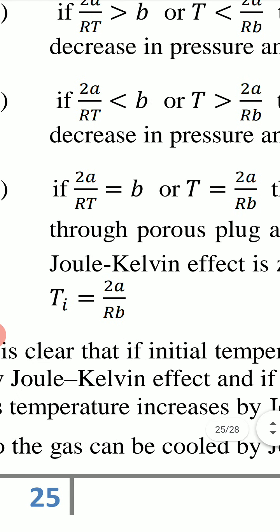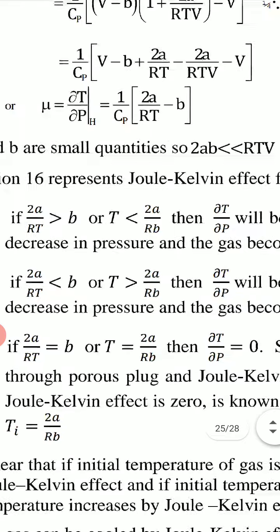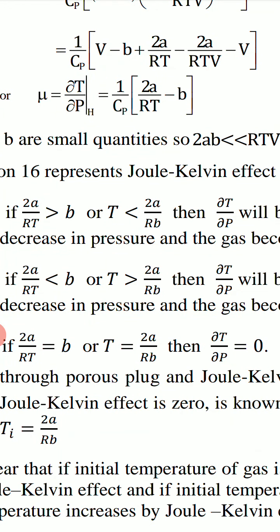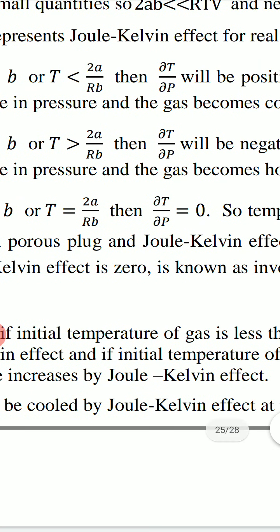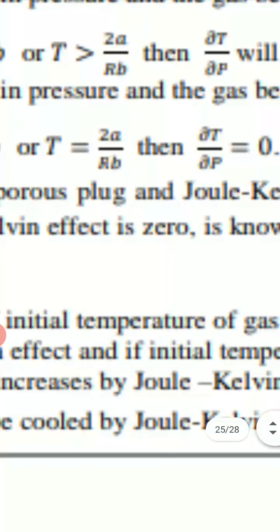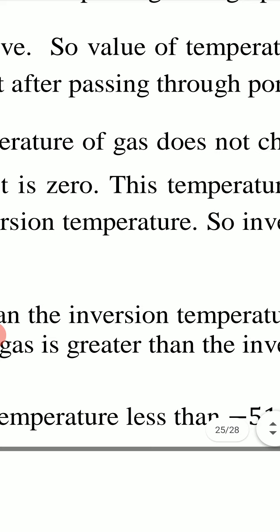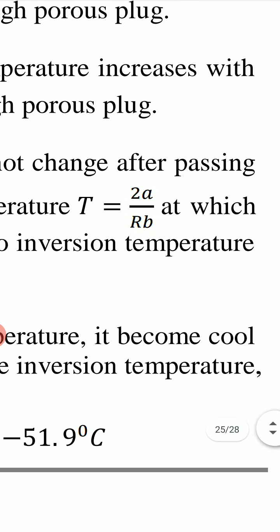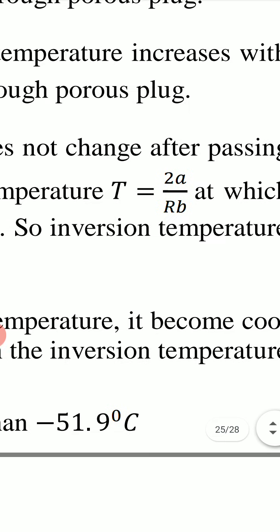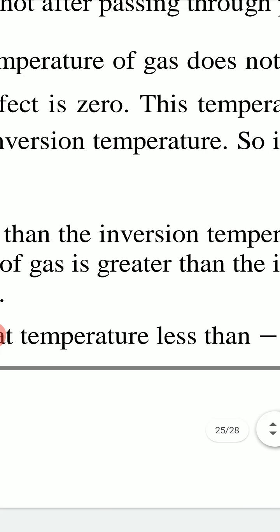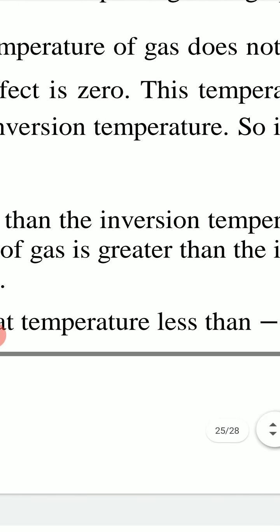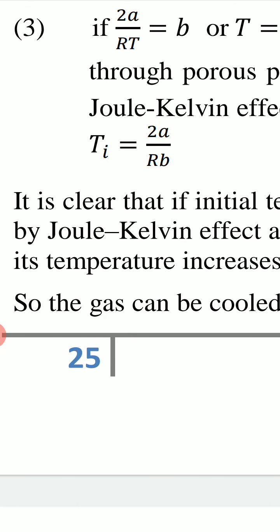The third case is when 2A upon RT equals B, so that the quantity inside the bracket becomes 0. In this case T is 2A upon RB, then delta T upon delta P is 0, delta T is 0, there is no change in the temperature. This temperature T equal to 2A upon RB is the temperature at which Joule Kelvin effect is 0. It is known as the temperature of inversion. So the inversion temperature is Ti equal to 2A upon RB.